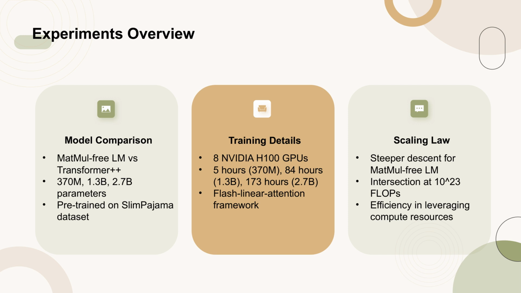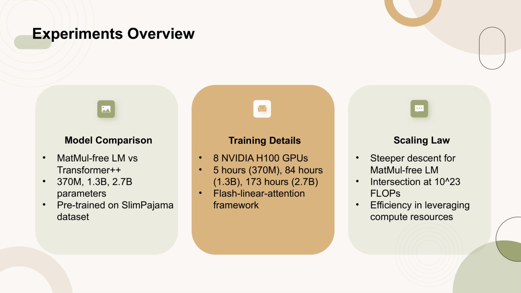We compare two variants of our MatMul-free LM against the reproduced advanced transformer architecture, Transformer++, across three model sizes: 370M, 1.3B, and 2.7B parameters. All models are pre-trained on the SlimPajama dataset, with the 370M model trained on 15 billion tokens, and the 1.3B and 2.7B models trained on 100 billion tokens each. The training was conducted using 8 NVIDIA H100 GPUs, with durations of approximately 5 hours for the 370M model, 84 hours for the 1.3B model, and 173 hours for the 2.7B model.